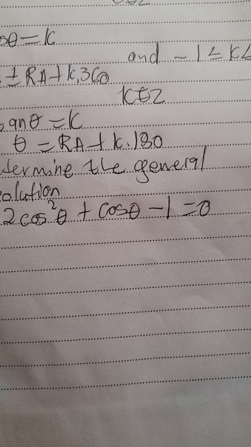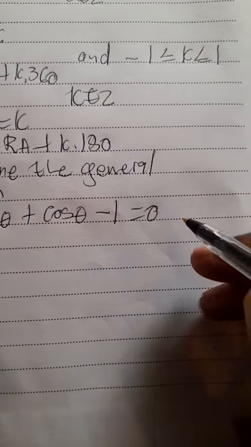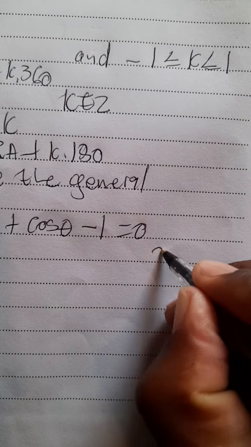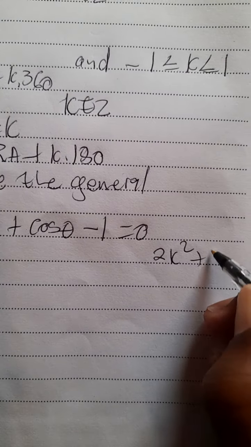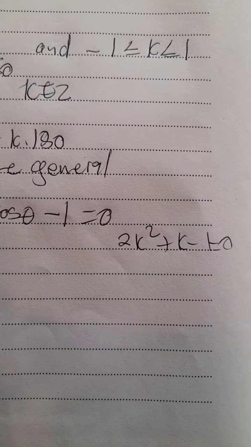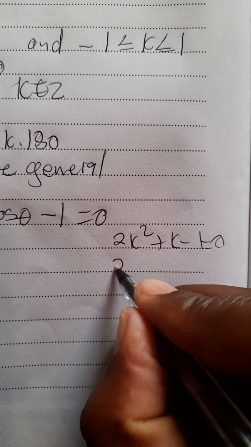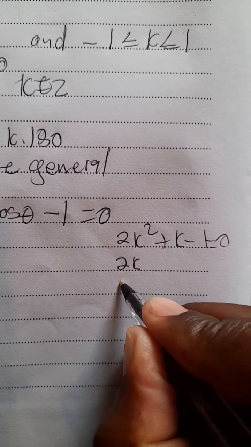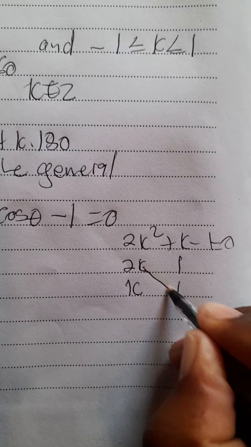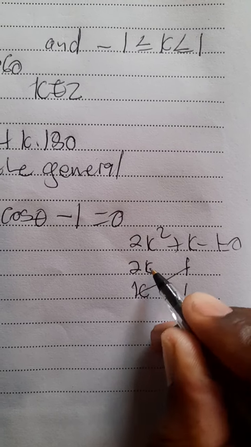So to make things easier, let cos theta be k. So we are going to have 2k squared plus k minus 1 equated to 0. For us to factorize such, what are the factors of 2k squared? It's 2k and k. What are the factors of 1? It's 1 and 1. Then let's cross multiply. We're going to use what you call the cross method.